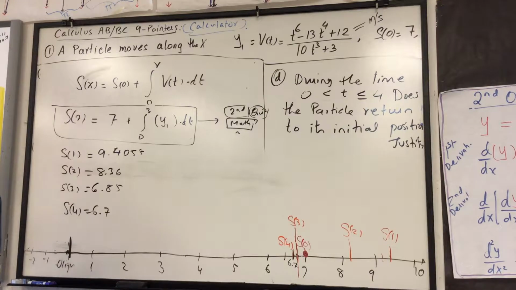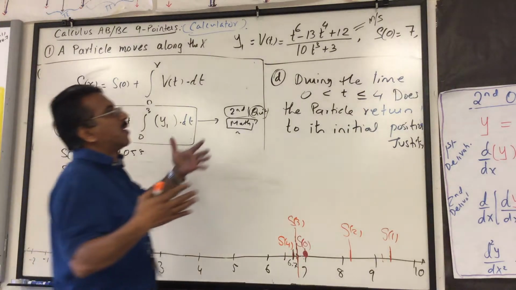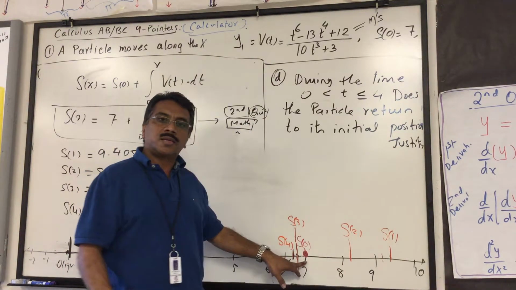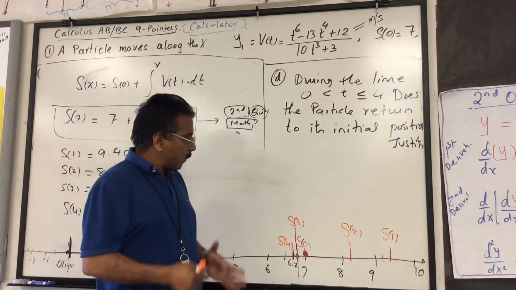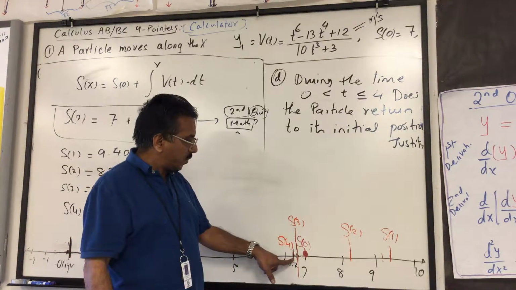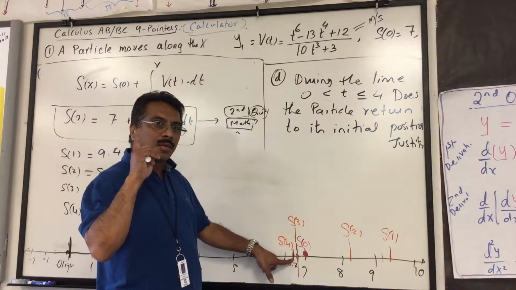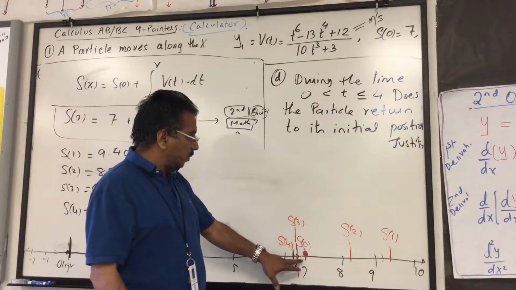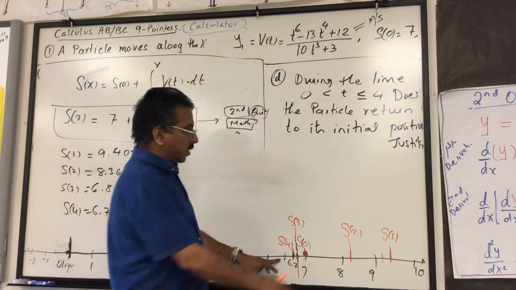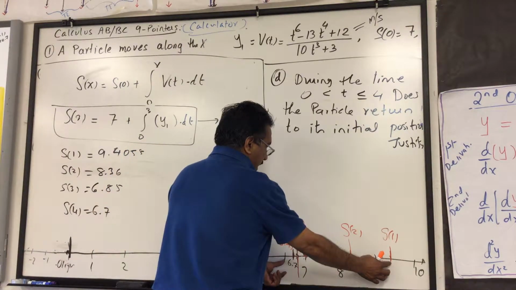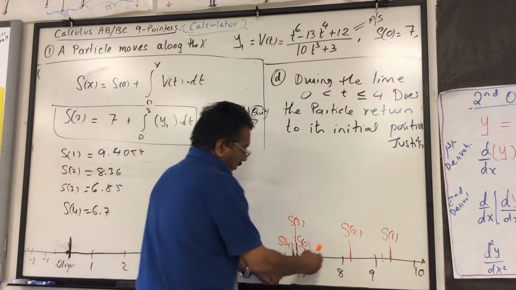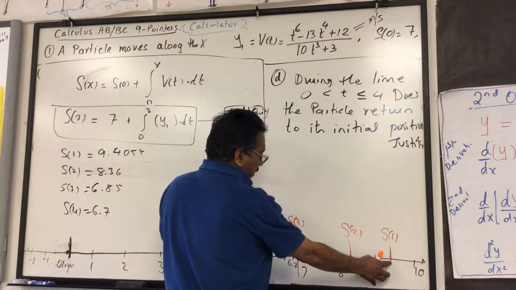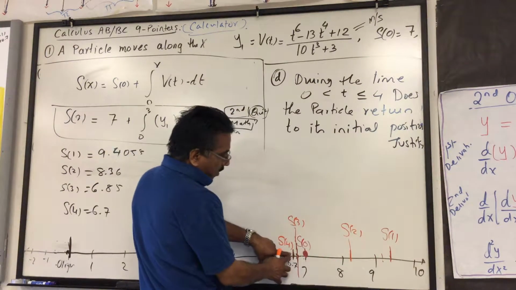What's going on here is, the question is, how do we justify that the particle has returned to the initial position? The initial position is here, that's at 7, and at 4 seconds it was right here, but at 1 second it was on the right side here. That means from 1 second to 4 seconds, the particle has already changed direction. So this was the initial. In 1 second it was somewhere here, but then at 2, 3, 4, it has crossed this again.